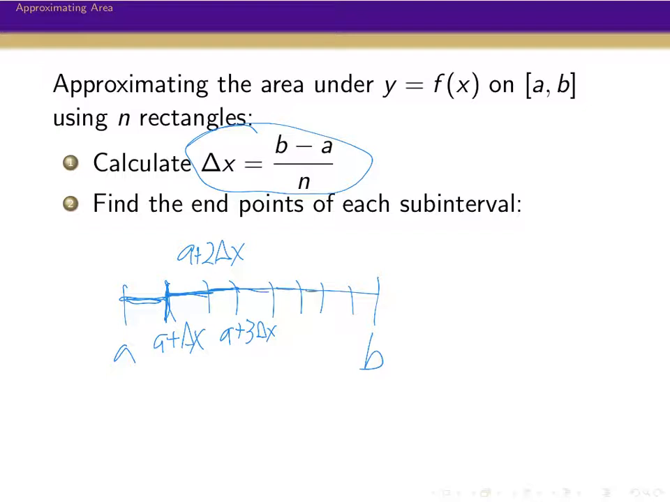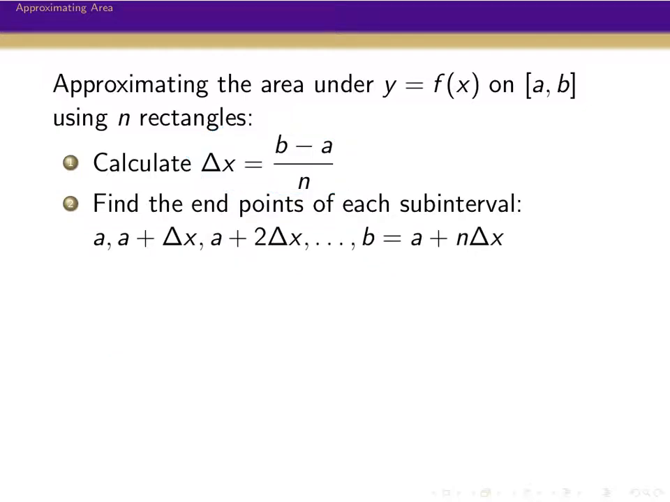And we're going to keep on doing this all the way across until we get to the end of the last one, at our right endpoint. And so that b is going to be what we get when we go over n delta x's. So all of our endpoints for each subinterval are going to look like this. First one's going to go from a to a plus delta x. Second subinterval goes from a plus delta x to a plus 2 delta x, all the way down the line until the last subinterval ends at b, which is the same as a plus n times delta x.